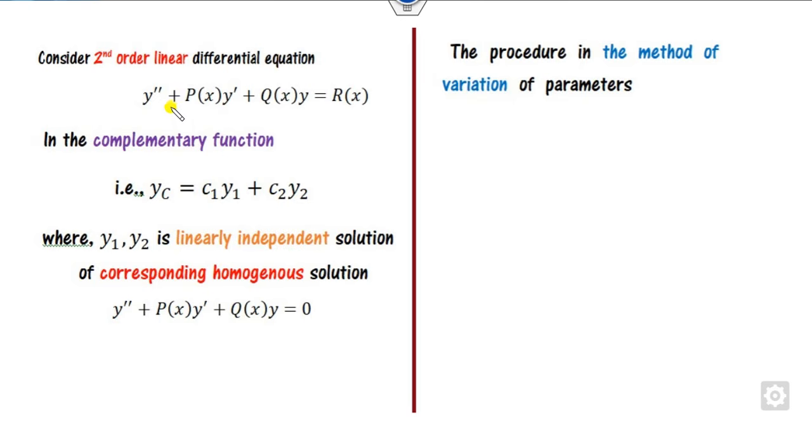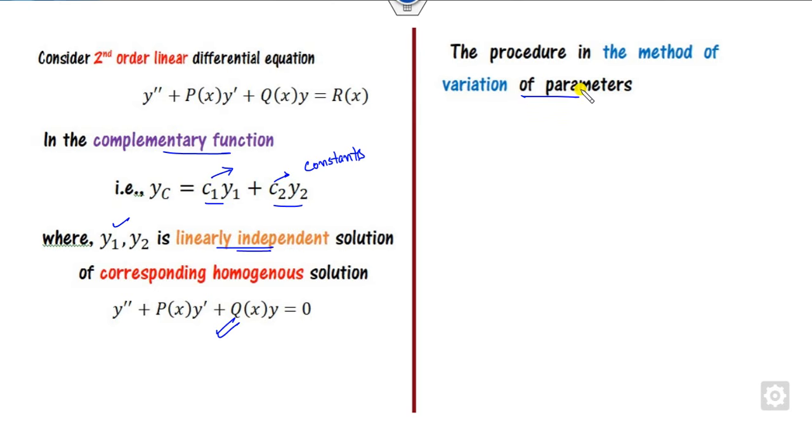As we know, the complementary solution is written as c1y1 plus c2y2, where y1 and y2 are the linearly independent solutions of the homogeneous part. Now what is the procedure of variation of parameters? You can see that here c1 and c2 are constants. Remember that whenever you are talking about complementary functions, c1 and c2 are constants.